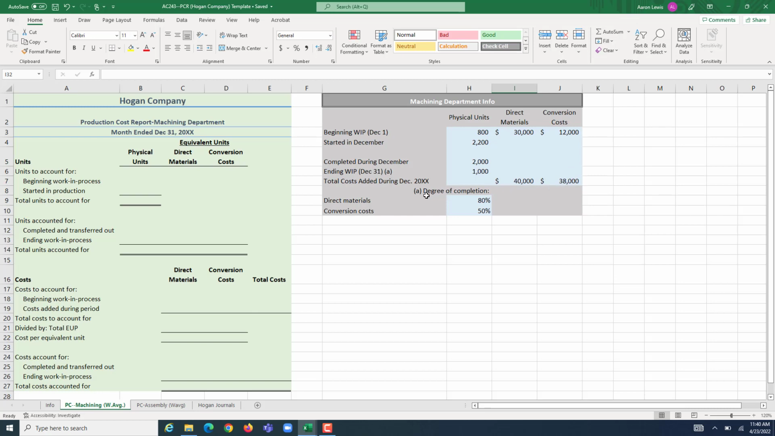And down here in our degree of completion information, it tells us that that $40,000 worth of direct material cost was enough to finish those 1,000 units in ending WIP 80% of the way in regards to direct materials necessary to build the gonculators. It tells us that $38,000 worth of conversion costs was enough to finish those 1,000 units in ending WIP half the way in terms of labor and overhead incurred to cut all of the necessary pieces to eventually be assembled into a finished gonculator. So with that, we have enough information to start building our PCR for the machining department.